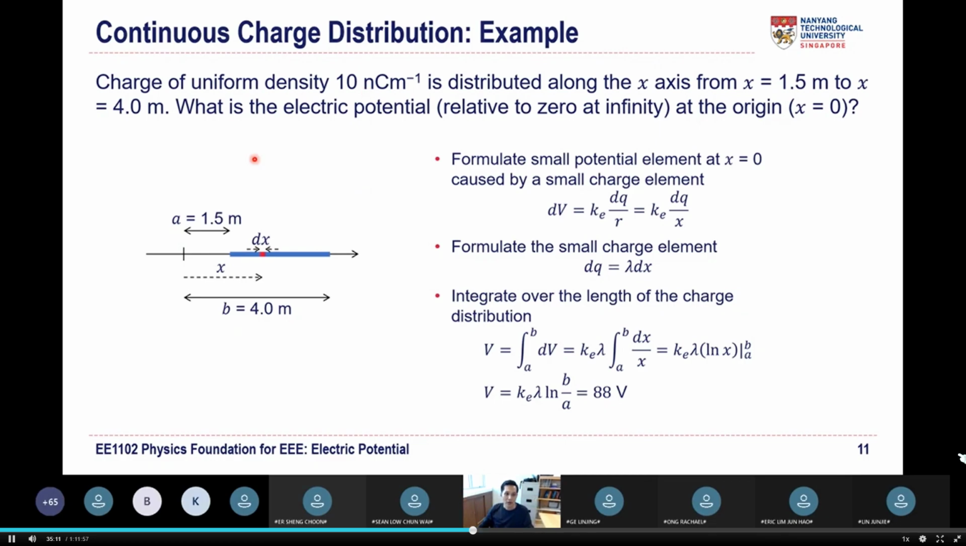Okay. So what is the electric potential relative to zero at infinity at the origin? That means at this point, this is the origin, x is equal to 0. At that point, what is the electric potential?